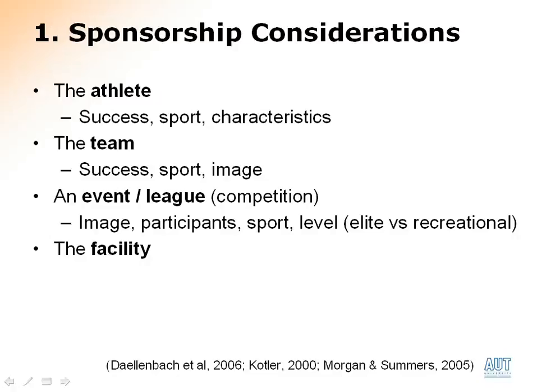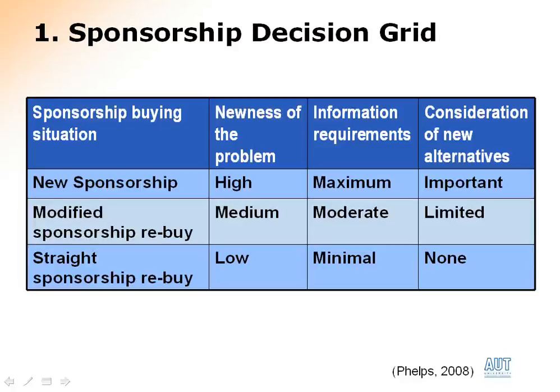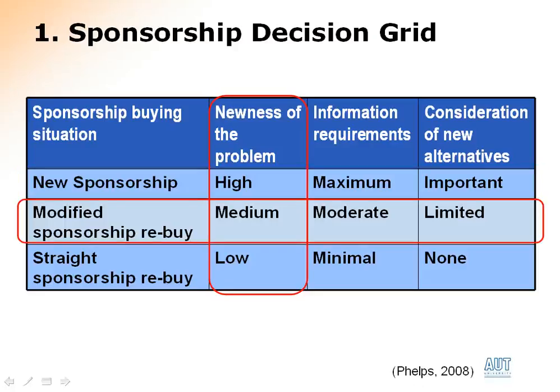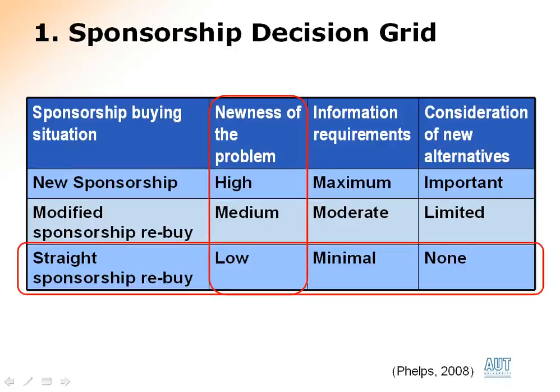With regard to making a decision, you need to think about how new the problem is and how new the sponsorship is. If you look at the top of the graph, if it's a first time buying situation, then people are going to need a lot of good quality information in order to want to make that decision. If you're rebuying, then you're going to need a medium amount of information. If it's a straight rebuy with no change, then people aren't going to want too much information at all.